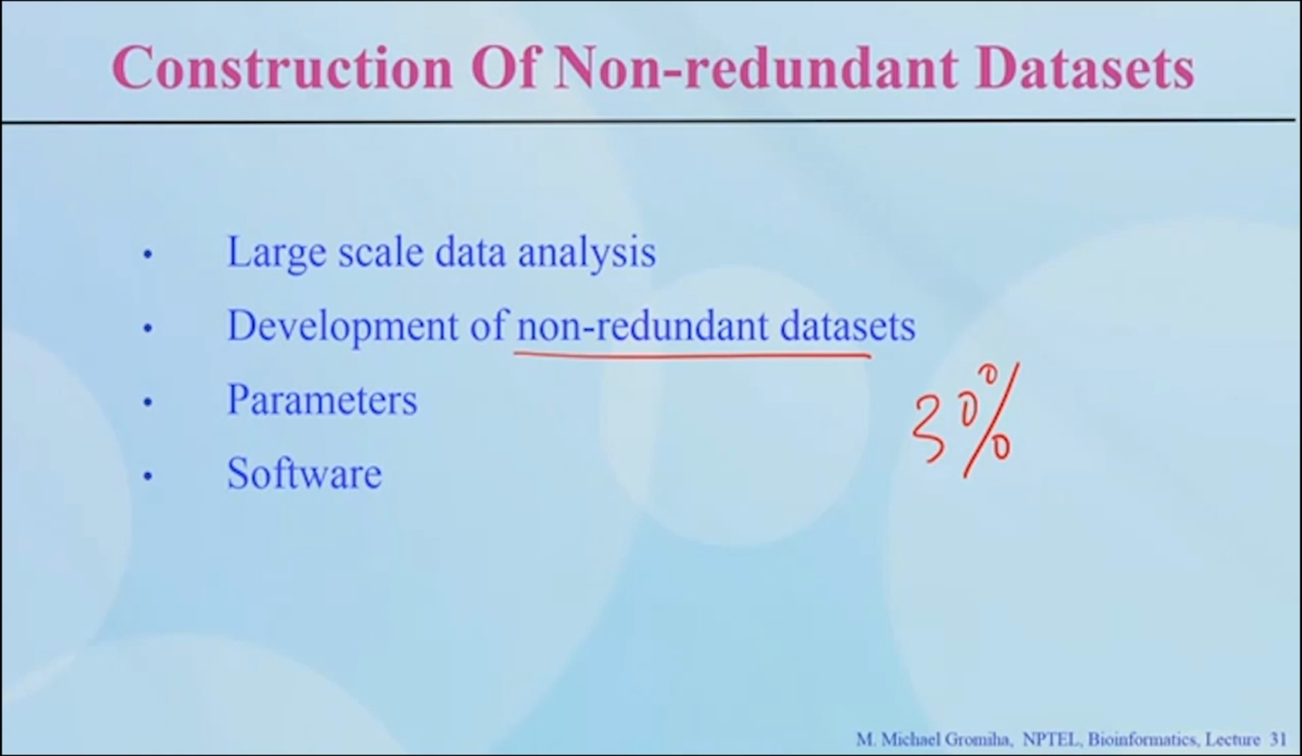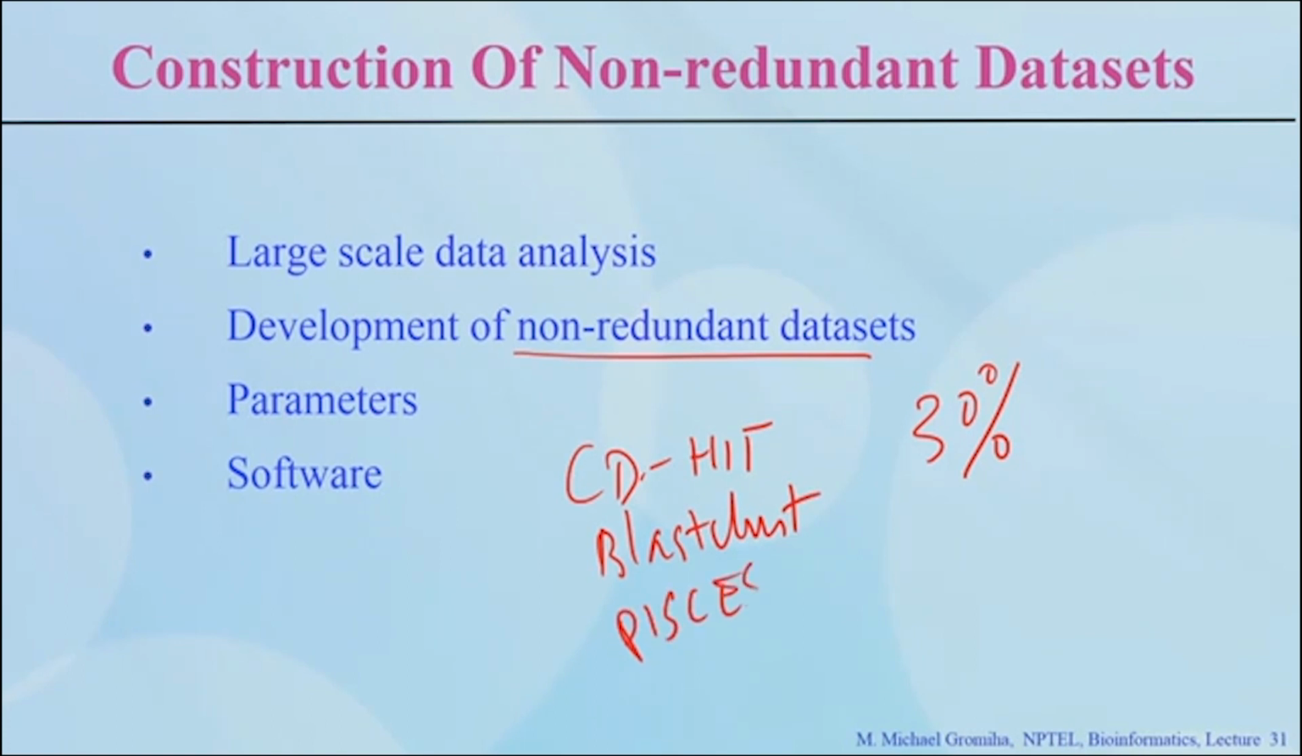So, what are the various programs we discussed? CD-HIT, BLASTClust and PISCES. What is the principle used in CD-HIT? Clustering, K-means clustering. You use the different clusters, then you pick a representative from each cluster. Likewise, this works like the clustering techniques.